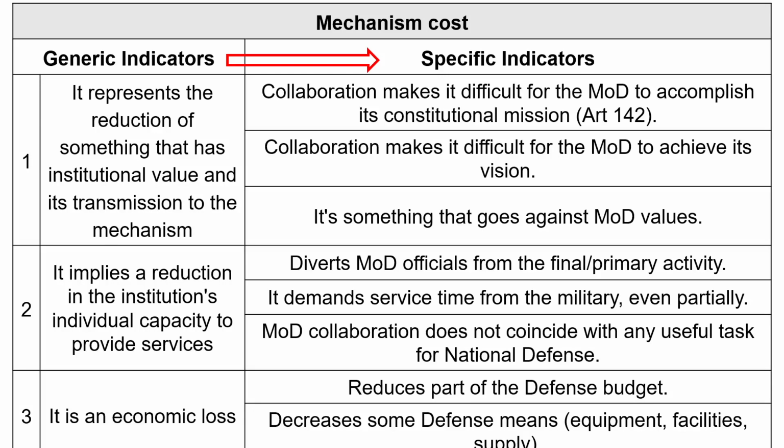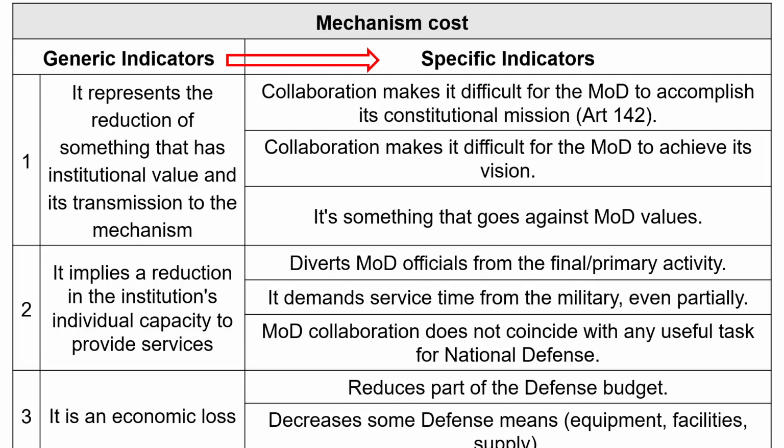And in order to collaborate, if I have to let some modernization go, or retard or delay, there is a cost. And we have our values, institutional values. If the collaboration is something that goes against it, it's a cost. And I could say it's a high cost.